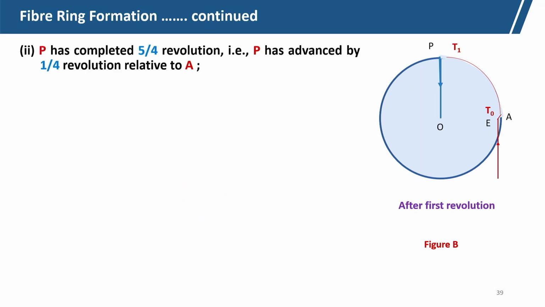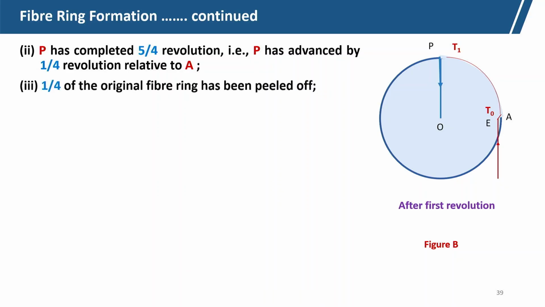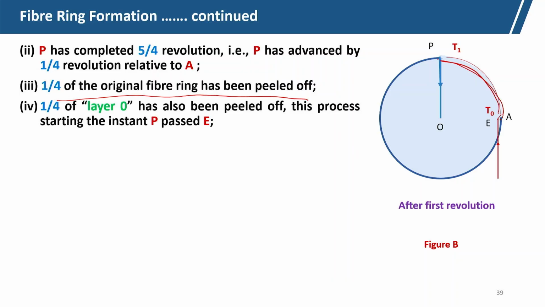P has completed 5/4 revolution, that is, P has advanced 1/4 revolution relative to A, and then 1/4 of the original fiber ring has been peeled off. From this point to this point, the fibers are peeled off. So, 1/4 of layer 0 has also been peeled off. This process starts at the instant P passes point E.